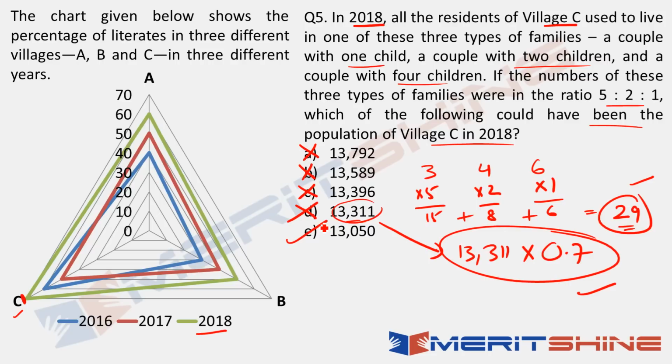Also it's a multiple of 29. So it's divisible by 29, and also when multiplied with 0.7 it gives you an integer. So it satisfies both the things, and that's why it becomes the answer.